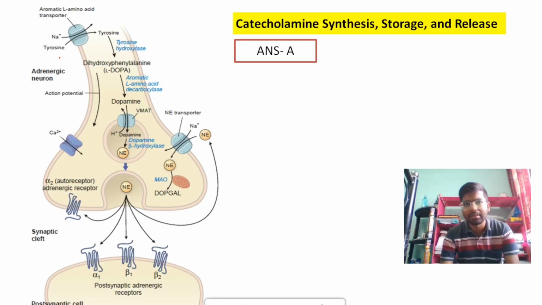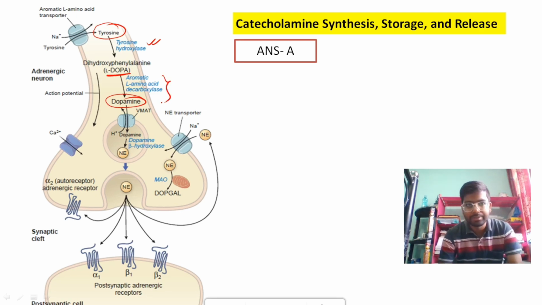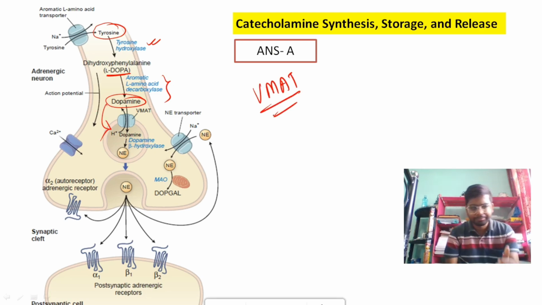Okay, let's understand the catecholamine synthesis process. See, all of these catecholamines are synthesized from amino acid tyrosine. Tyrosine is converted to L-dopa, and the conversion is done through the tyrosine hydroxylase enzyme. Then L-dopa is converted to dopamine by aromatic L-amino acid decarboxylase. Then dopamine is stored into the synaptic vesicle by VMAT, vesicular monoamine transporter. One type of transporter is there that stores dopamine into the synaptic vesicle.